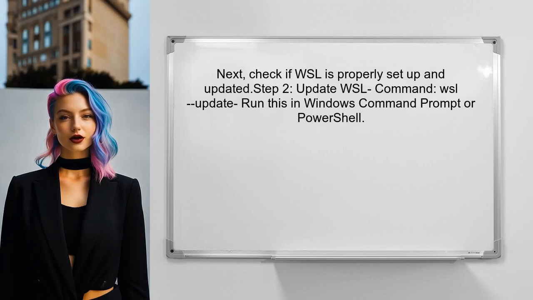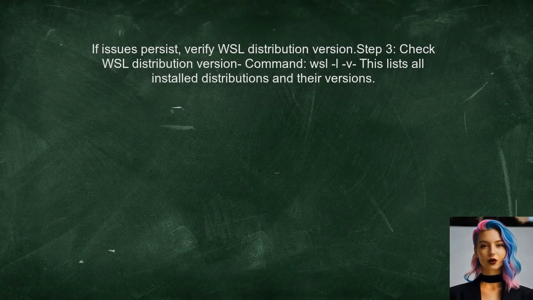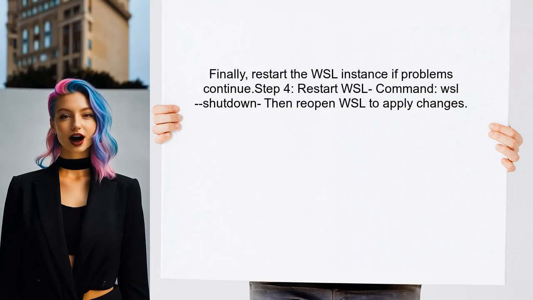They can do this by running the command wsl --update in the Windows command prompt or PowerShell. If the user continues to experience issues, they should verify that their WSL distribution is set to the latest version. They can check this by running wsl -l -v to list all installed distributions and their versions. Finally, if the user still encounters problems, they may want to restart their WSL instance. This can be done by running wsl --shutdown, followed by reopening WSL.